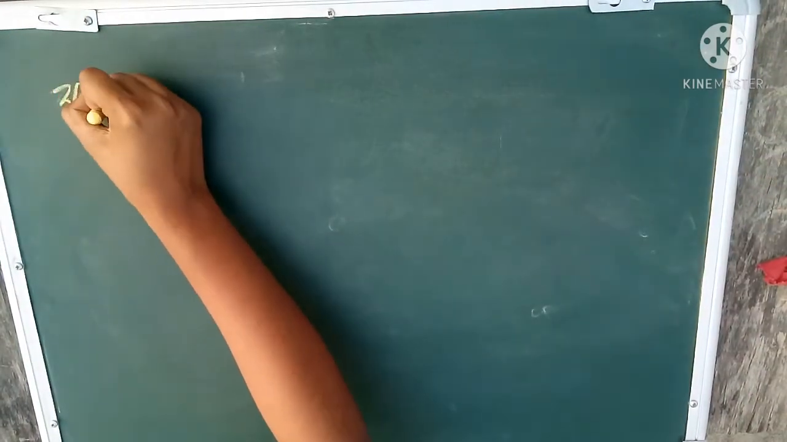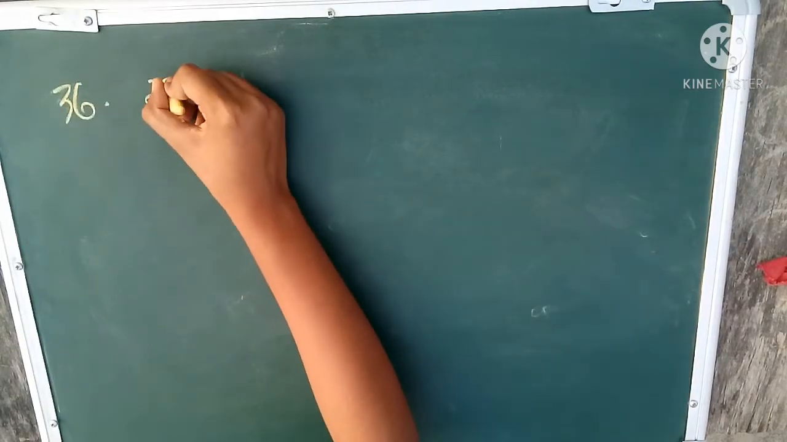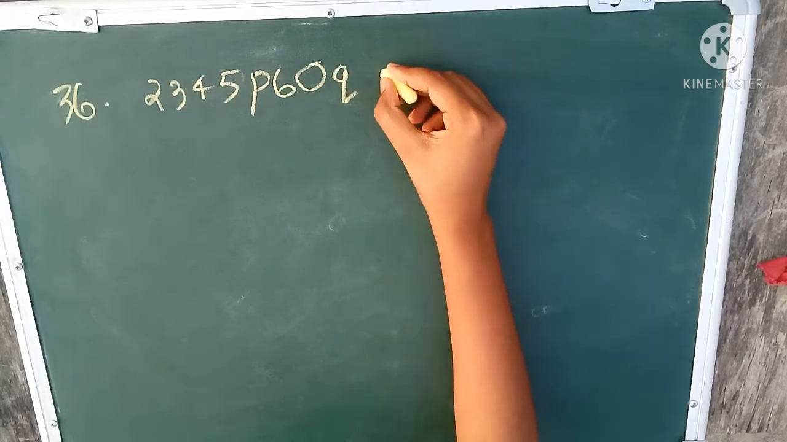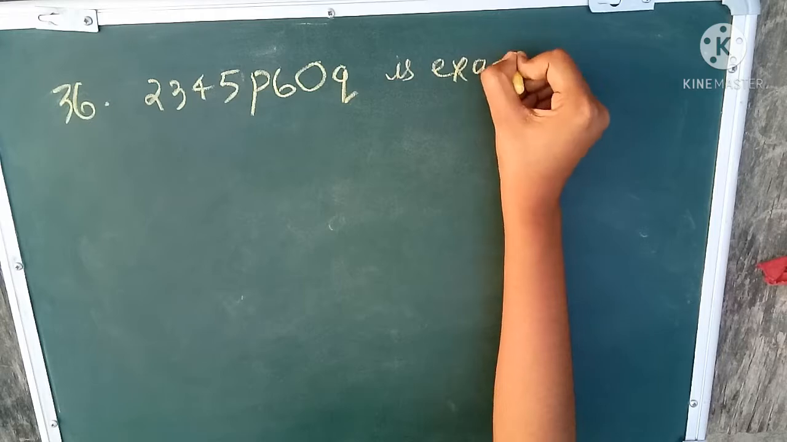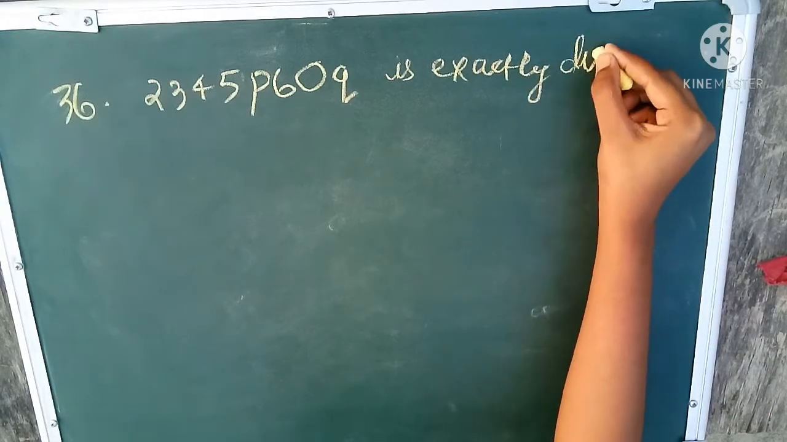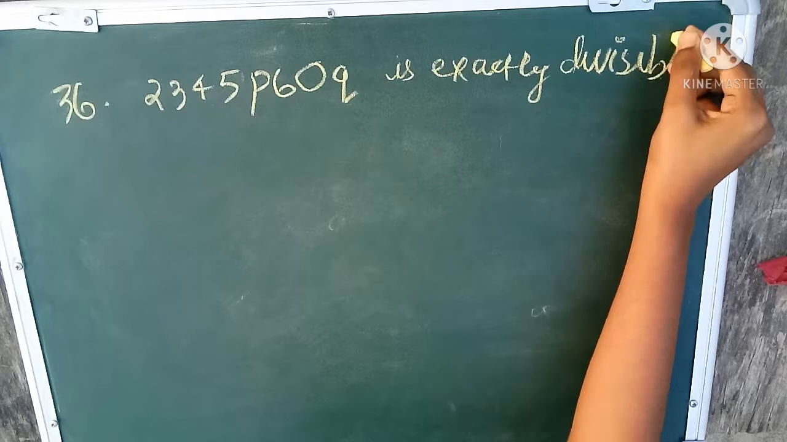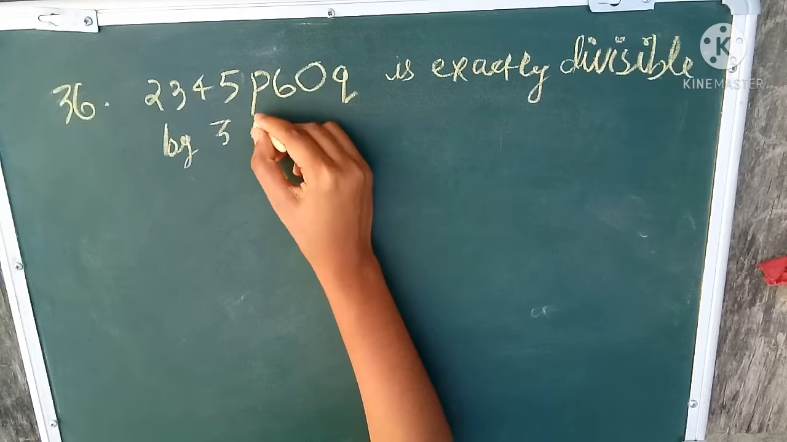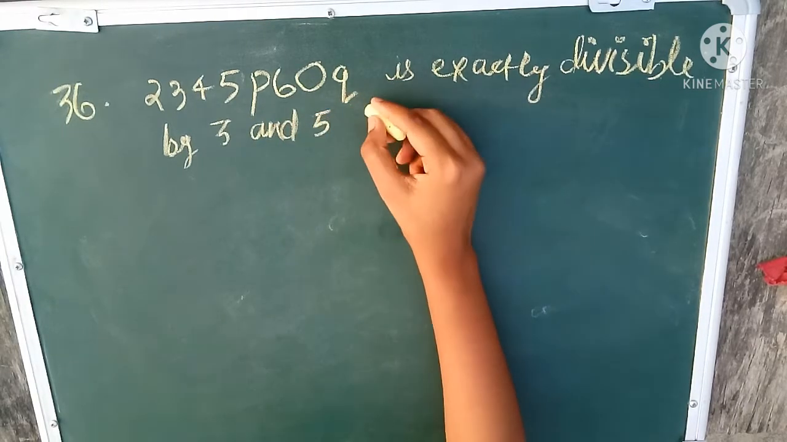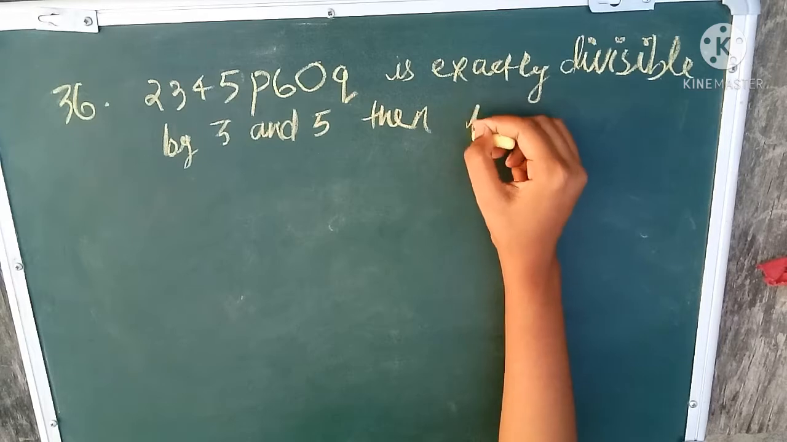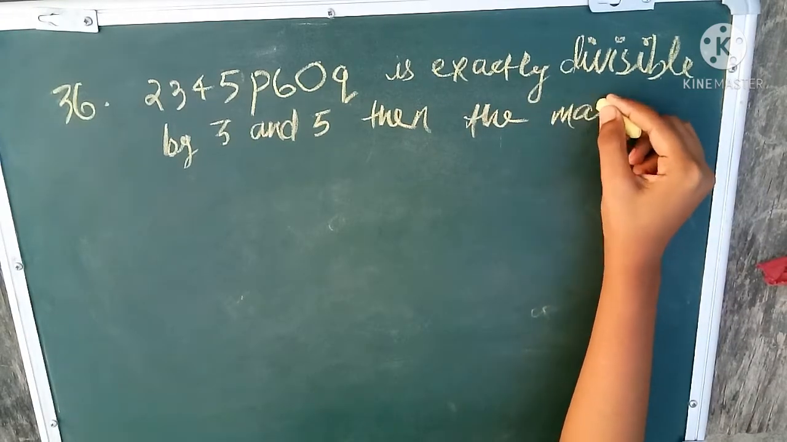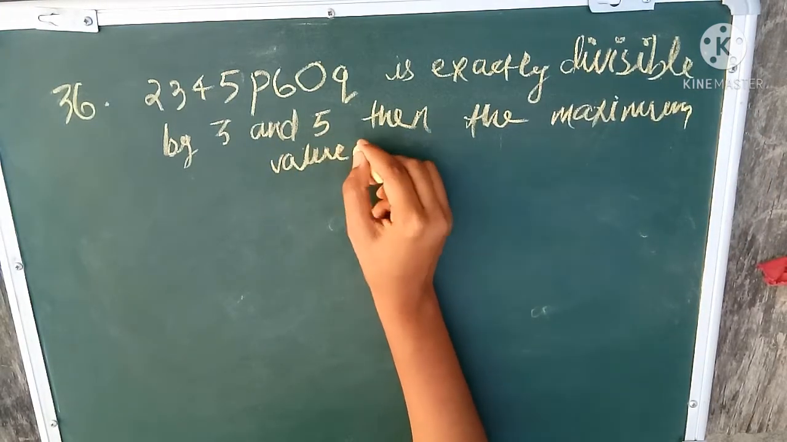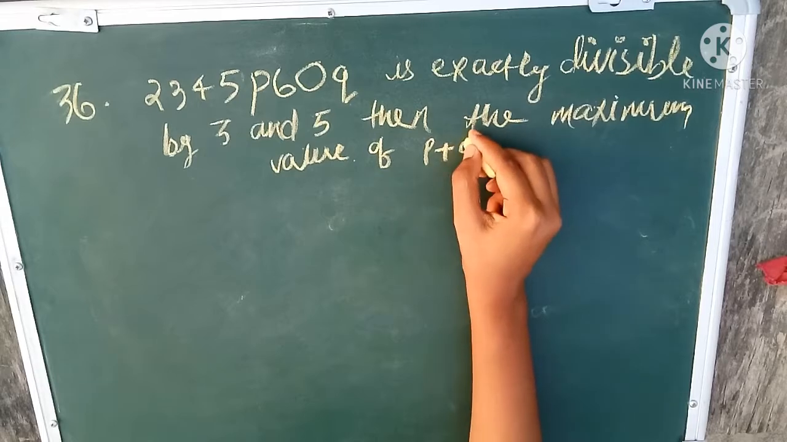It says that if a number 2, 3, 4, 5, P, 6, 0 and Q is exactly divisible by 3 and 5, then what will be the maximum value of P plus Q?